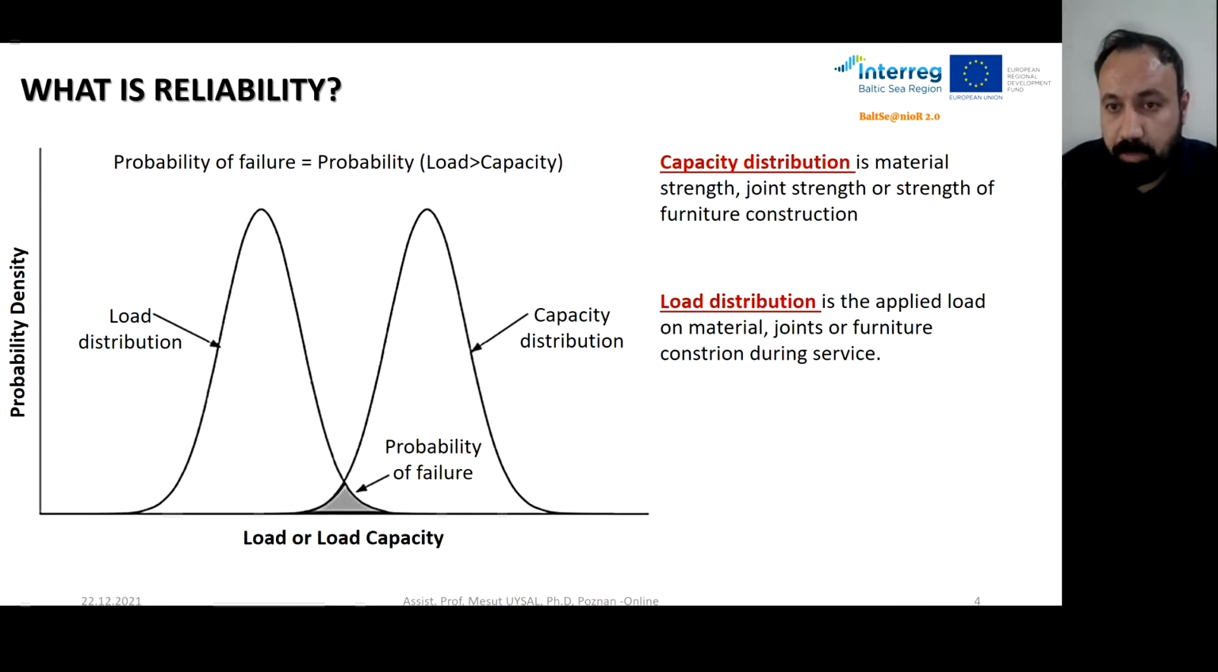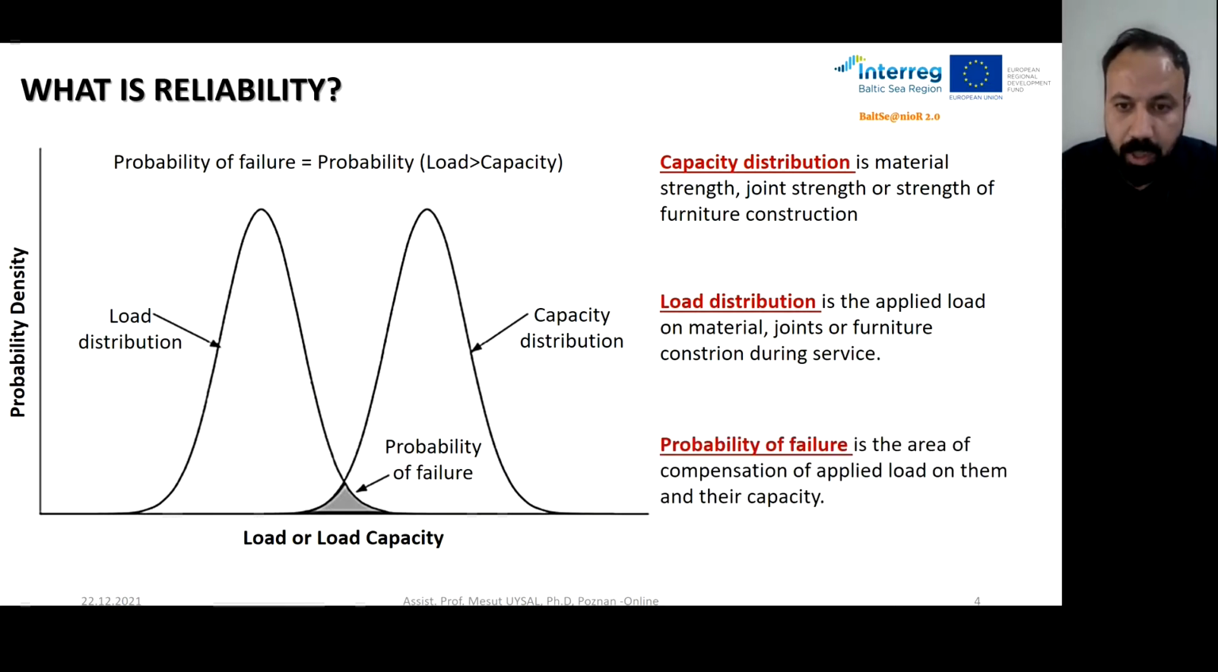So load distribution is the applied load on materials, joint, or furniture construction during service. This service can be in a laboratory test or in real life. It doesn't matter, but it will change how we collect the data. And the probability of failure is the area of the overlap of applied load on this joint or furniture itself or just material, and their capacity.